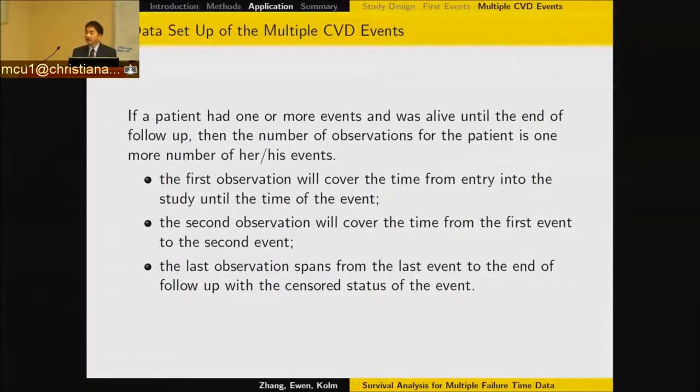We can say, okay, for the three methods, we should have a data set like this. The difference is that for the AG method, they will not assume some relationship. But the time should be from the beginning to the first event. But for the second event, the time window, the interval should be from the first event to the second event, and so on. And then we have to handle the situation if the patient is still alive until the end of the follow-up.